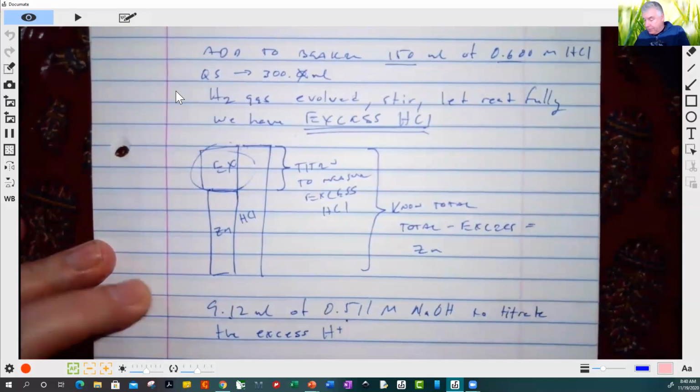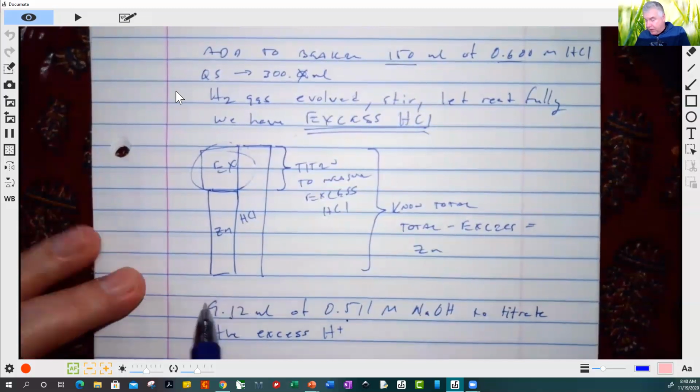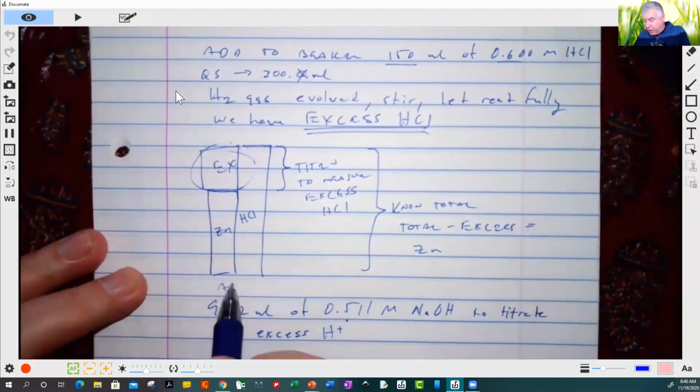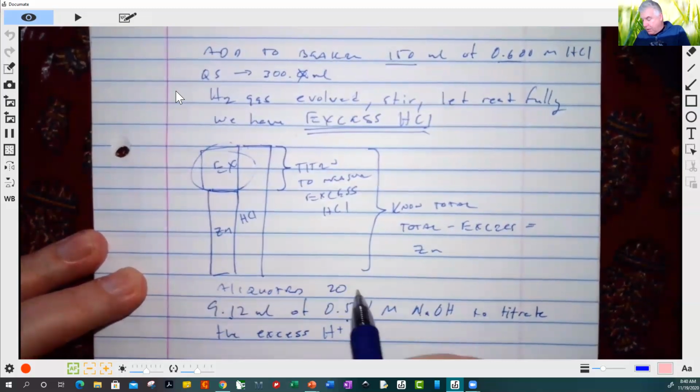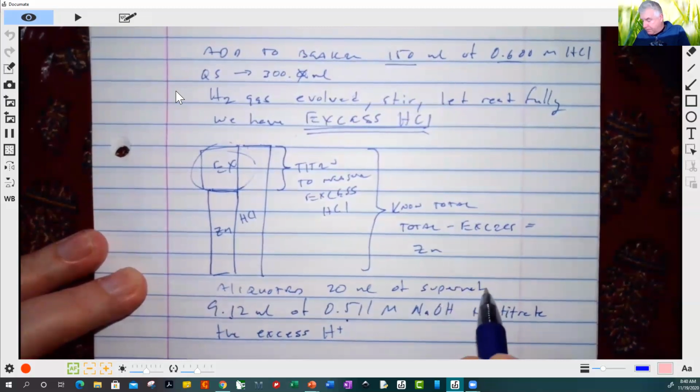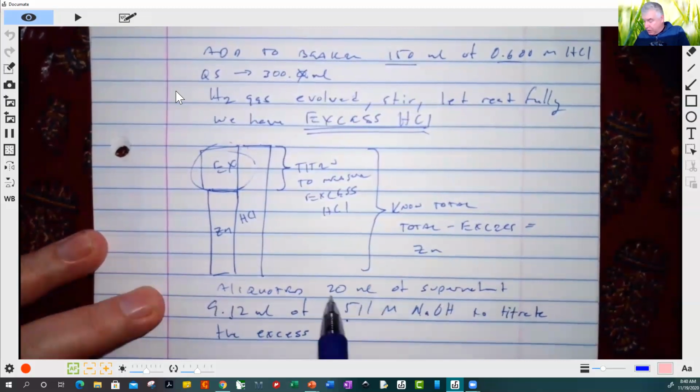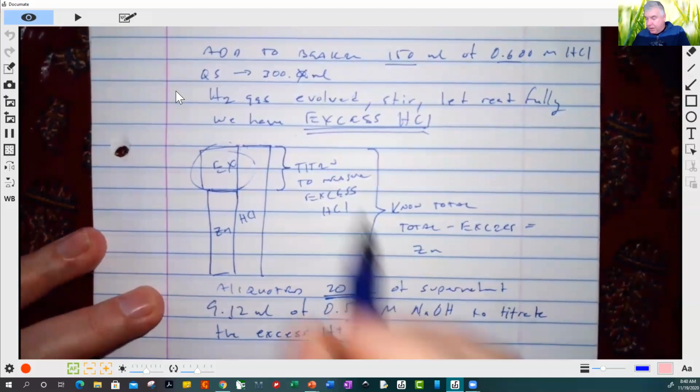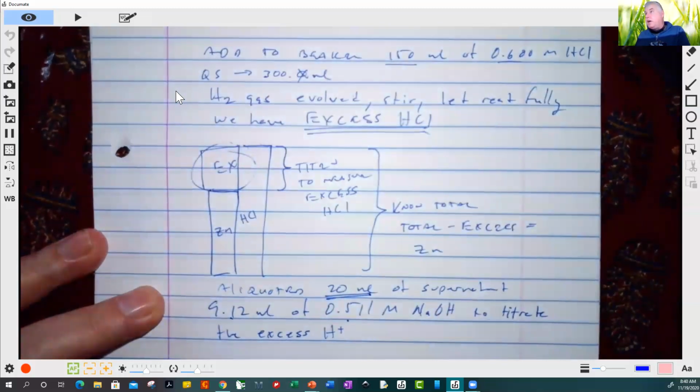Actually, there's an interesting caveat here, is that we aliquoted 20 mLs of the supernatant, right? Just 20 mLs of it. And there's 300 mLs total there, right?